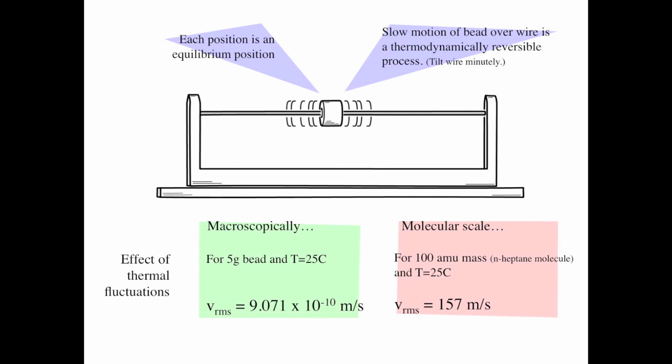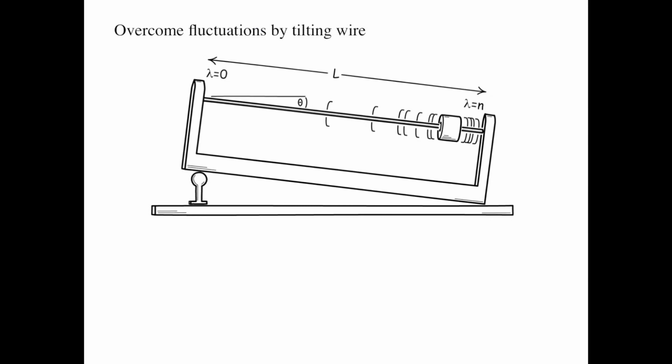Consider a bead of 100 AMU mass. That would, for example, be roughly an N-heptane molecule. Its thermal motions are large. The RMS velocity of such a mass is 157 meters per second at normal temperatures. As a result, its thermal motions will rapidly scatter it across the full width of the wire. We can overcome those thermal fluctuations by tilting the wire slightly, thereby letting gravity pull the bead down to one end.